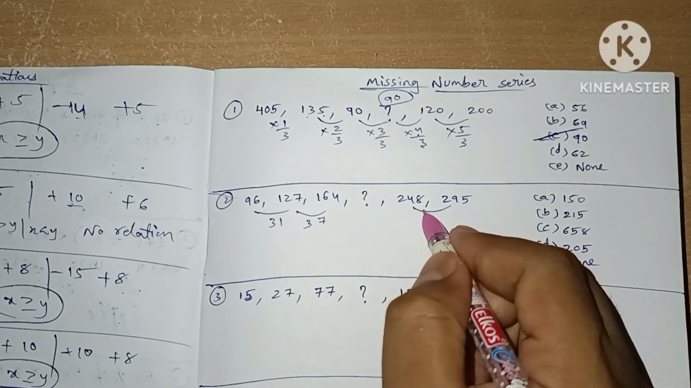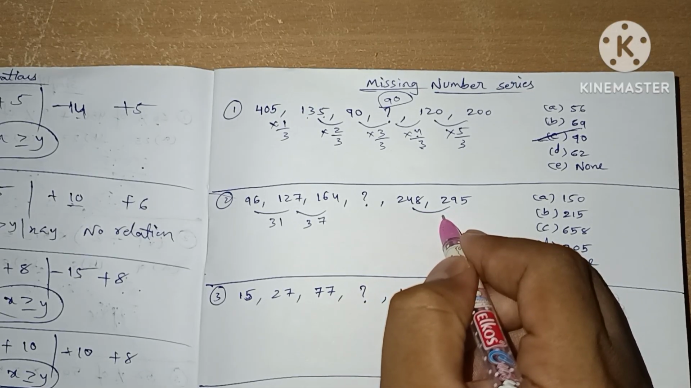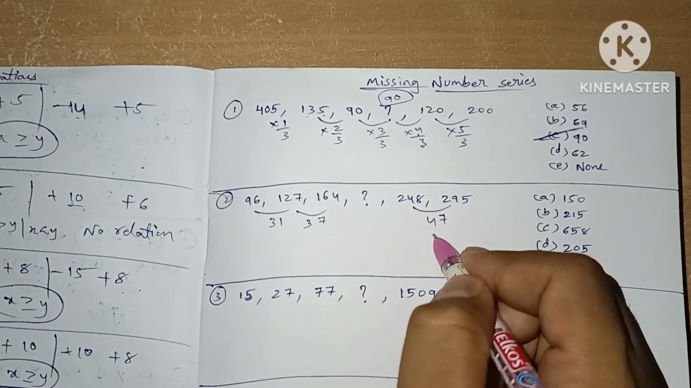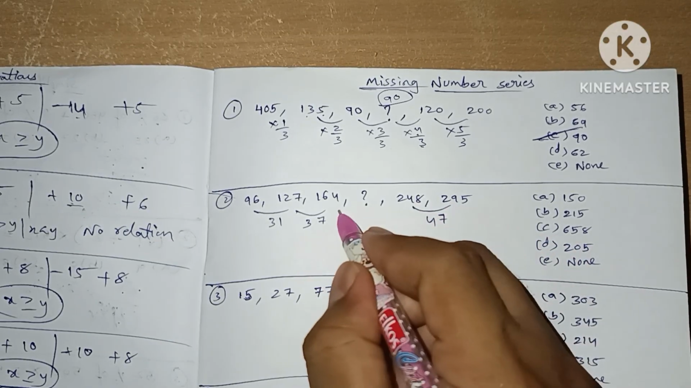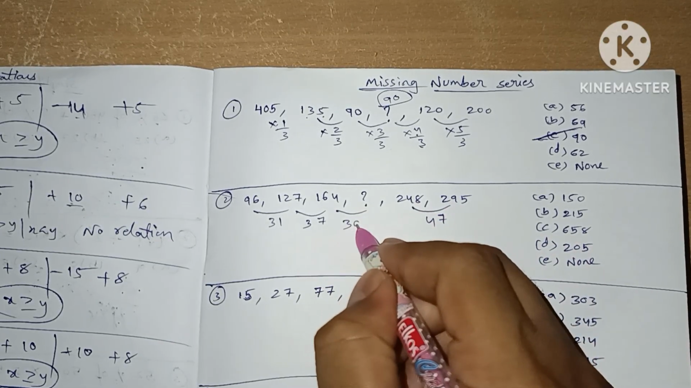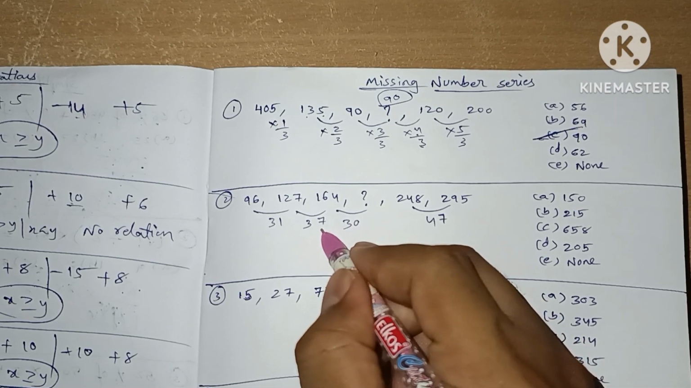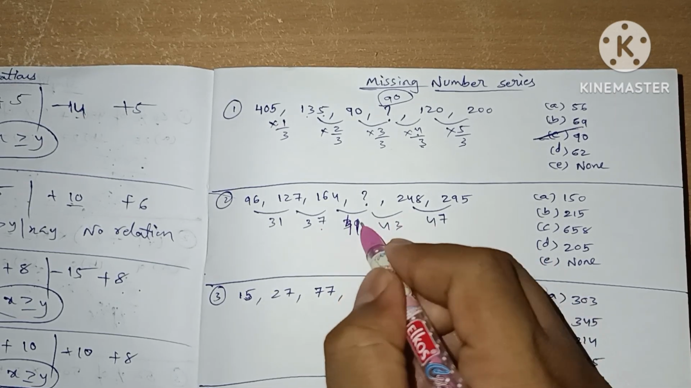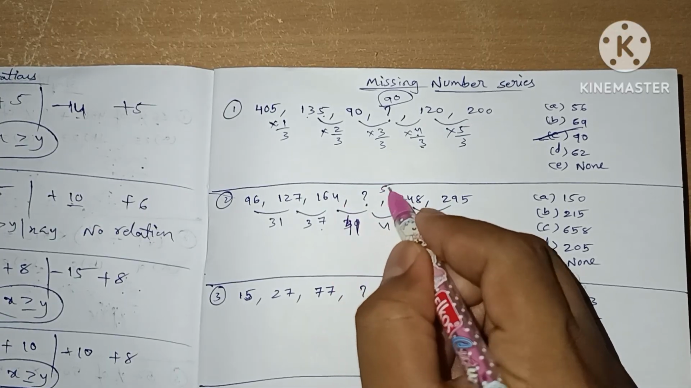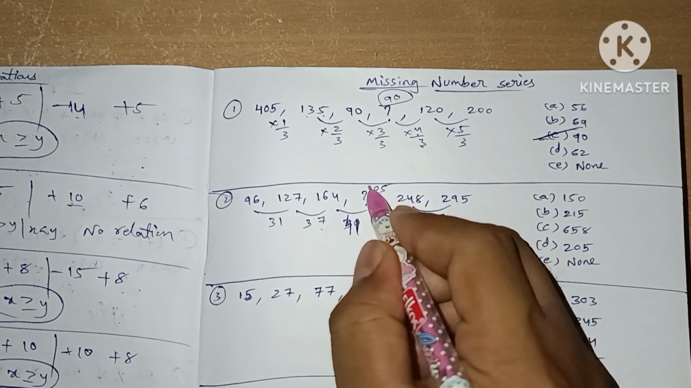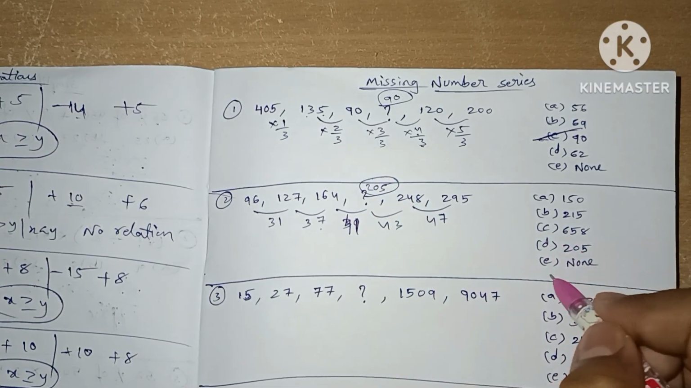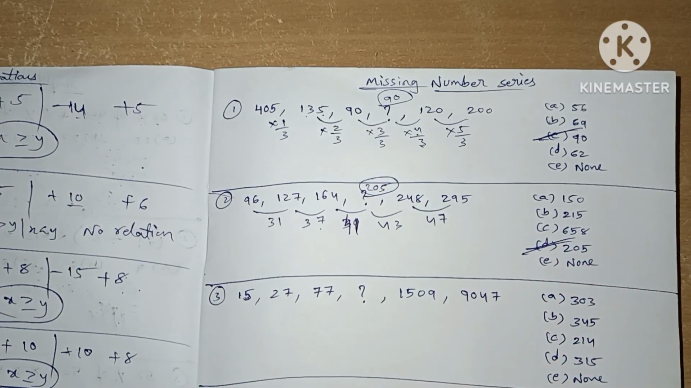Here we see a difference of 7 and 47. These look like prime numbers. This is the prime number 37, which means 41 and 43 are the next prime numbers. So 205 plus 43, which will be 245. So the answer is 205. Option D is our answer.